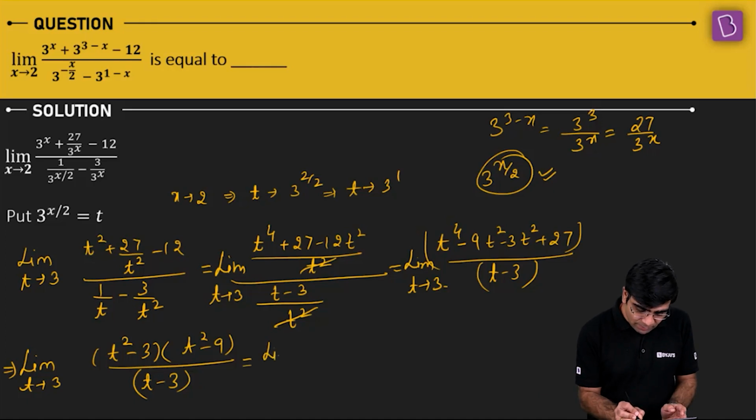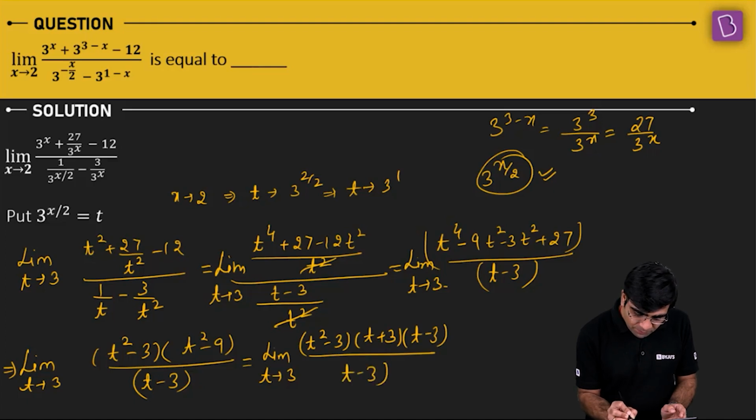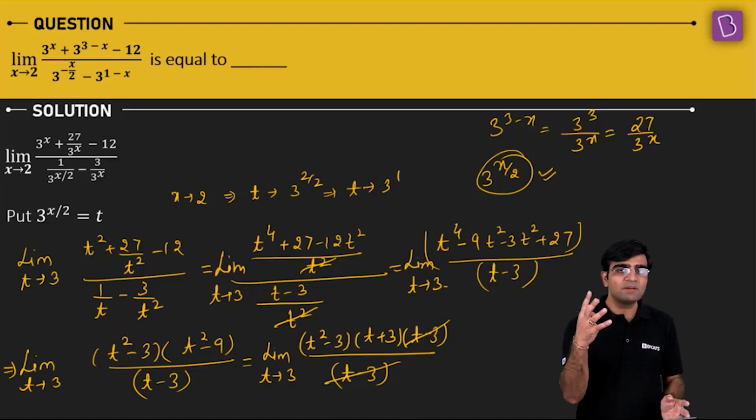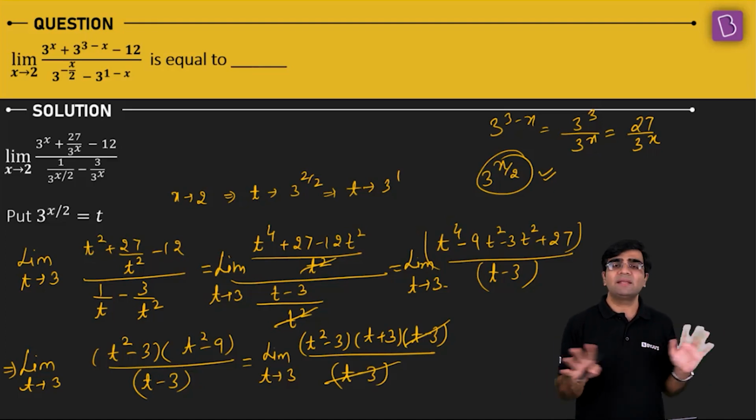So that is nothing but limit t tending to 3. We get this as t square minus 3. Here we have this as t plus 3 into t minus 3 whole divided by t minus 3. So t minus 3 will get cancelled. Indeterminacy is removed. The one which was making it 0 by 0 form, that case is gone.